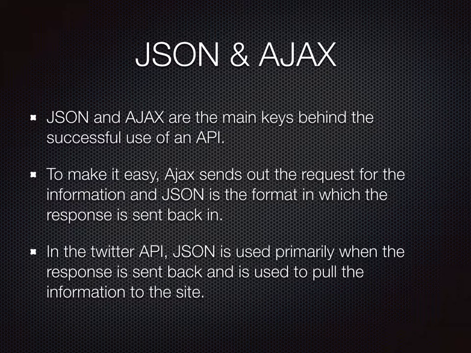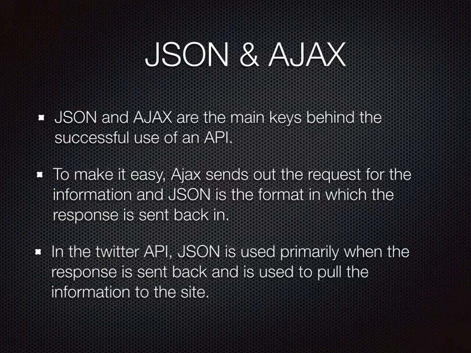JSON and AJAX are the main keys behind the successful use of an API. To make it easy, AJAX sends out the request for the information. JSON is the format in which it comes back in. And in the Twitter API, JSON is primarily used for the response that is sent back, and that is used to pull the information to the website itself.